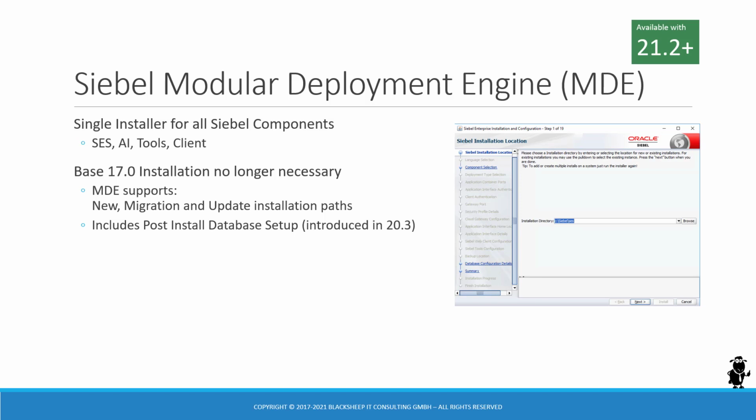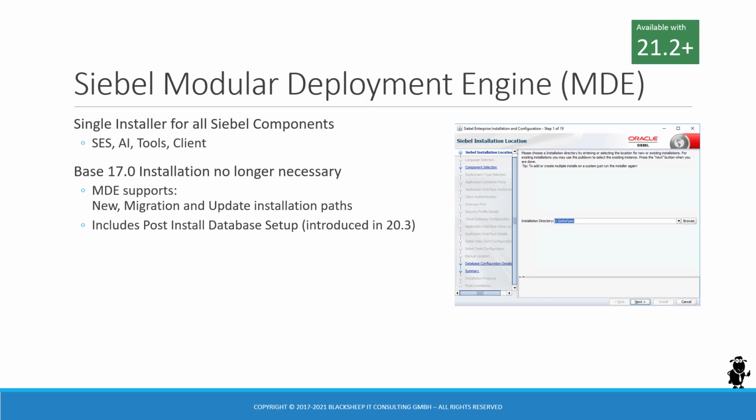So now we got a single installer, which encompasses all the Siebel components that you can install. That includes the Siebel Enterprise server, which is the gateway and Siebel server, database server utilities, the application interface, Siebel tools, and the Siebel web client or developer web client. So the 17.0 installation is no longer necessary. You don't need to download that or install it.